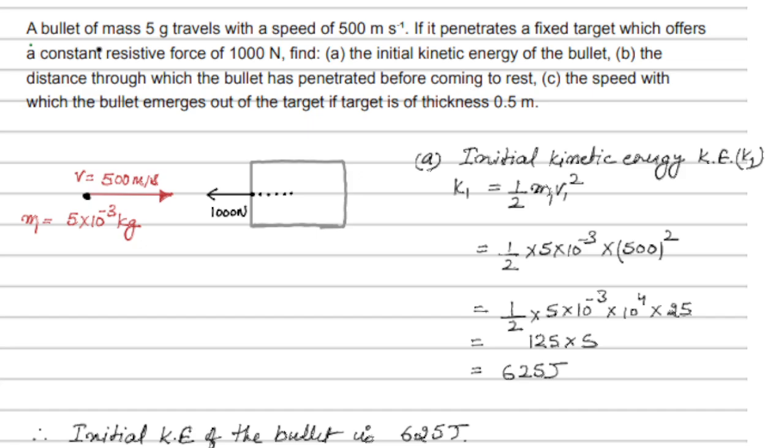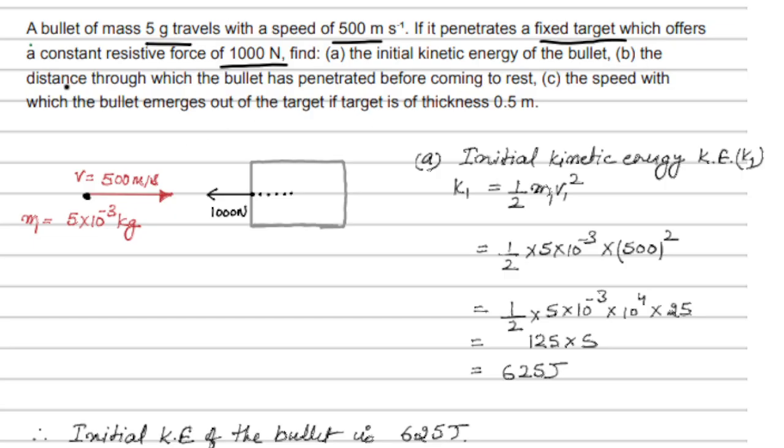Let us understand this question. A bullet is given, which is moving with some speed. Speed is given here, and mass is also given. Now it penetrates a fixed target, like I have shown here in this figure, and it offers a force of 1000 Newton. We are asked to find the initial kinetic energy.